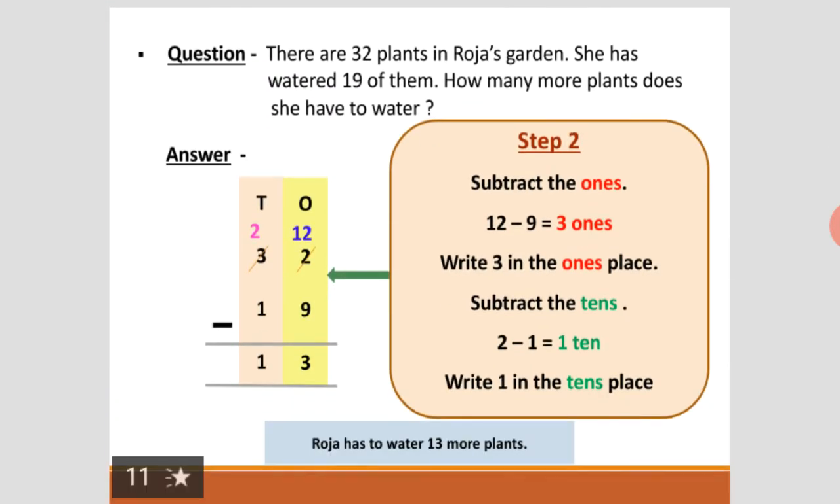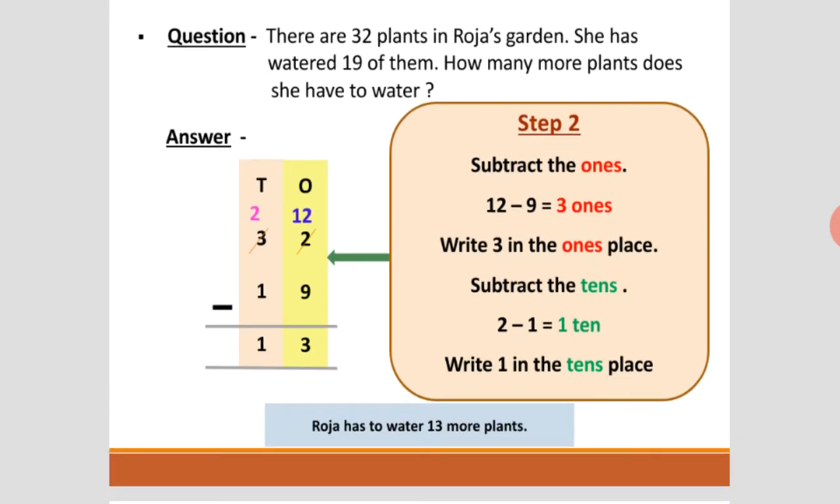Next, step 2, same question continue. Subtract 12 minus 9 is equal to 3 ones. Write 3 in the ones column.